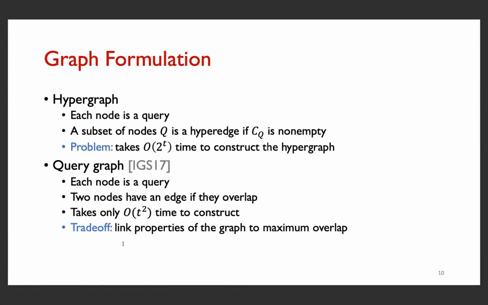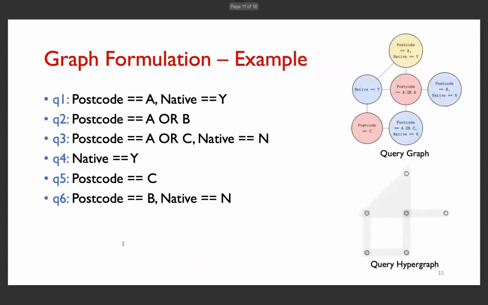So instead, we focus on the query graph. Each node again is a query, and there's an edge between two nodes if they overlap. This only takes t squared time to construct, but we don't get maximum overlap readily. Instead, we are going to link properties of this graph to maximum overlap. Here's an example of the query graph formulation. We are given 6 queries here. On the top, we have the query graph, and at the bottom we have a hypergraph. The three queries here have a joint coverage that is not empty, and this is indicated by this hyperedge shaded in gray.